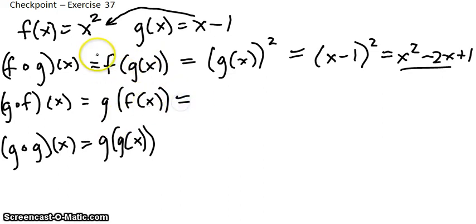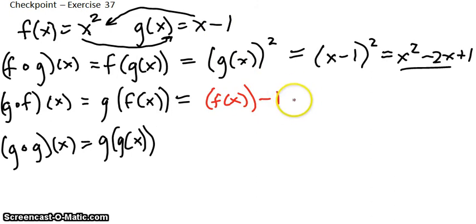Now I'm going to do the reverse. I'm going to take this function and compose it into G of x. So what this looks like is f of x, I replace that right there, minus 1. Now, f of x is equal to x squared, so I'm just going to replace that with x squared minus 1. And there's my answer for this.